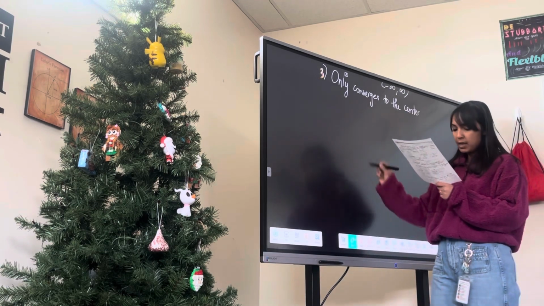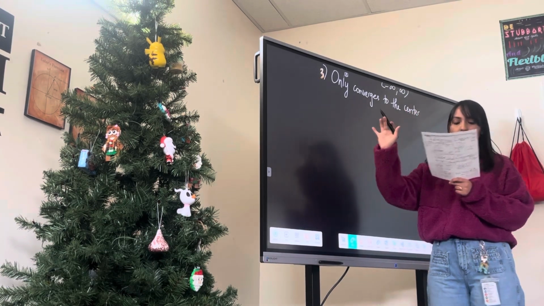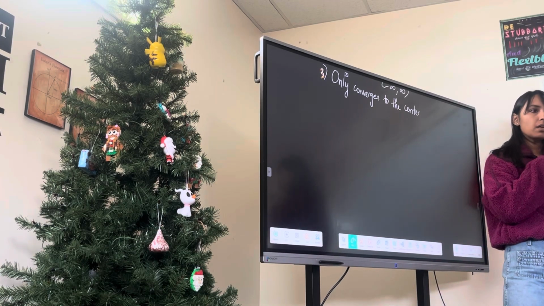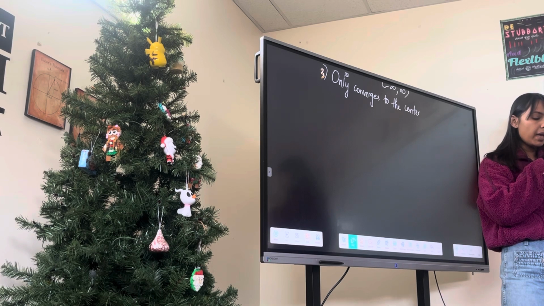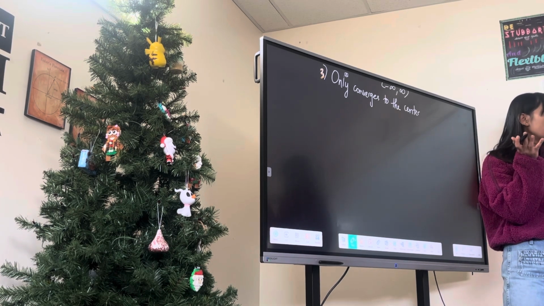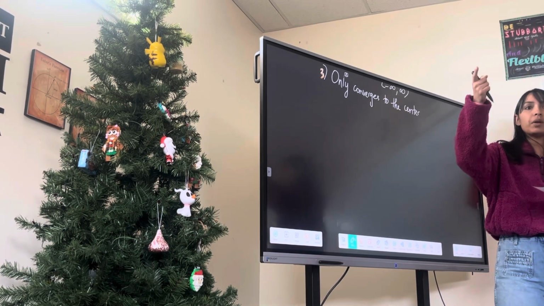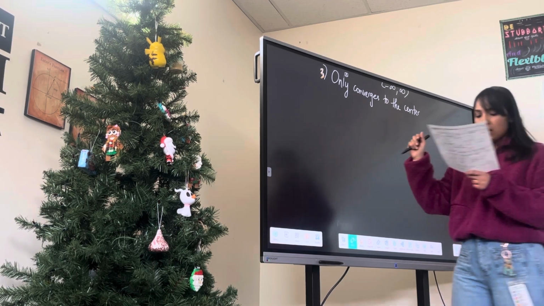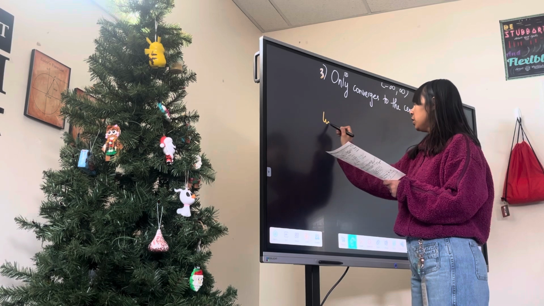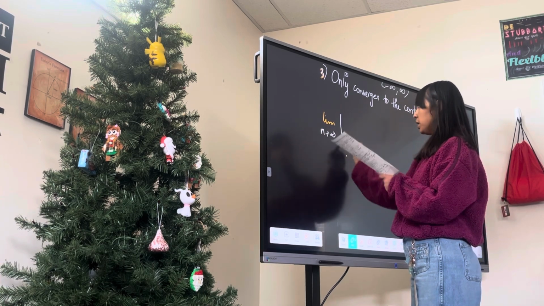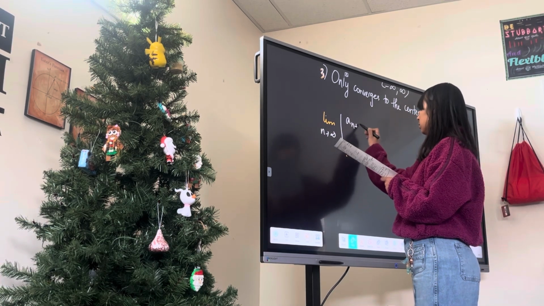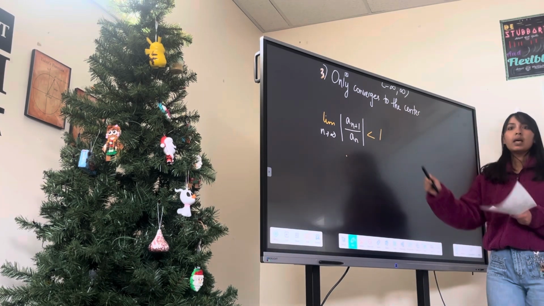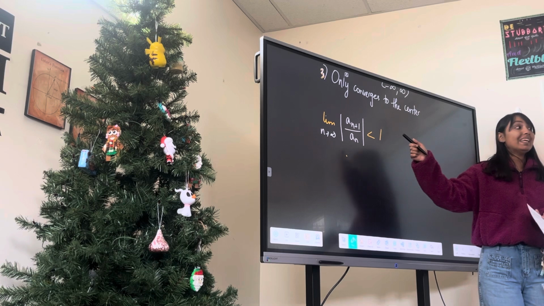Here are the three ways that you're going to set it up. Okay, if you have a power series, summation of a sub n, find the limit. Remember the ratio test? We have a sub n plus 1 over a sub n, and you take the absolute value of it. When the limit is less than 1, then the series will converge on an interval.